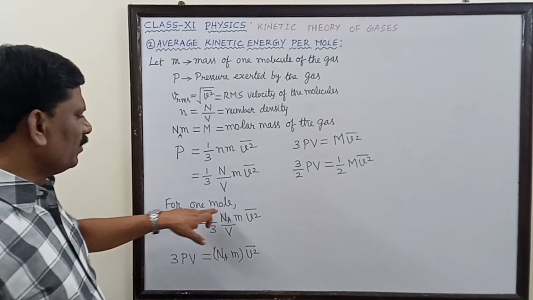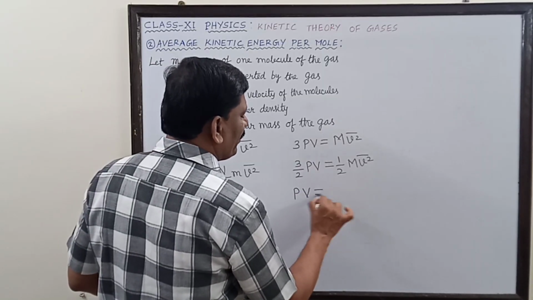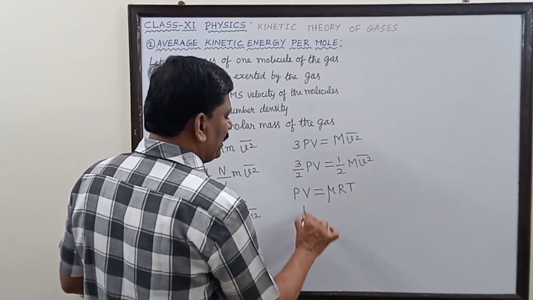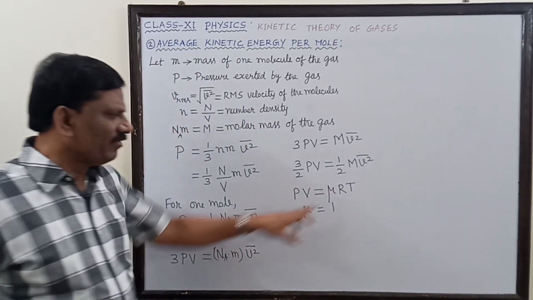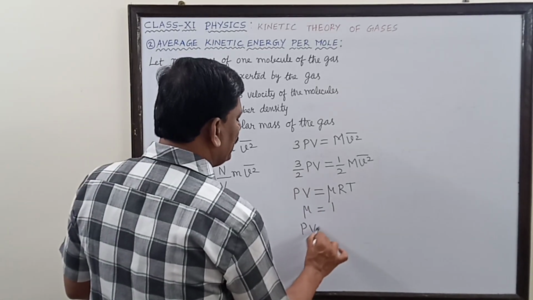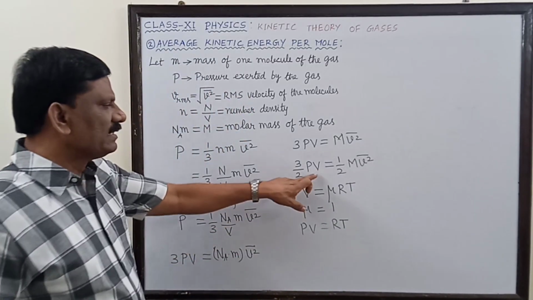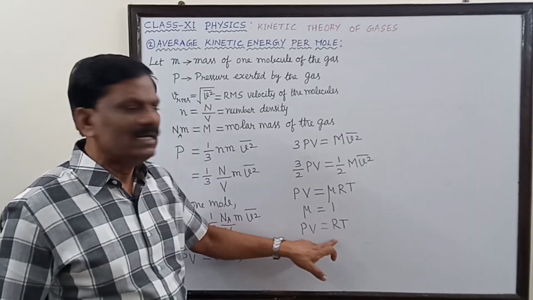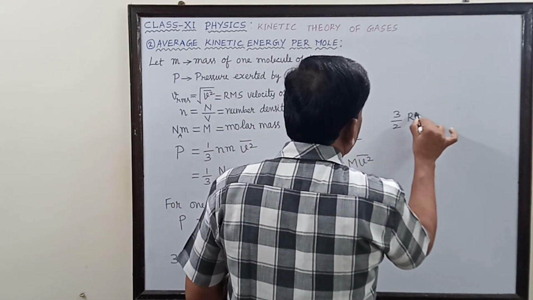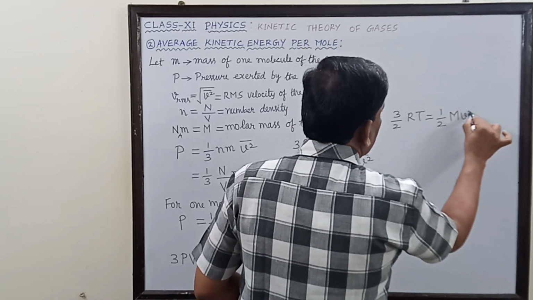So we have considered 1 mole of a gas. Now from the ideal gas equation, PV is equal to mu times RT. But for 1 mole, the number of moles mu should be substituted by 1. So PV is now equal to 1 into RT. So on the left hand side, instead of PV I can substitute RT. So 3 by 2 RT is equal to 1 by 2 M V square average.